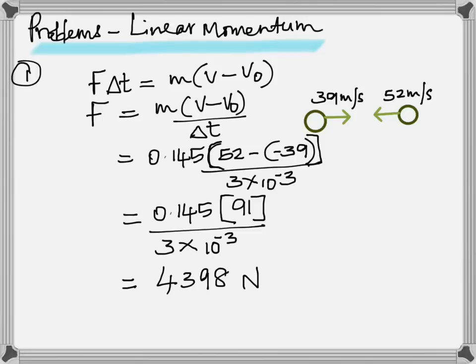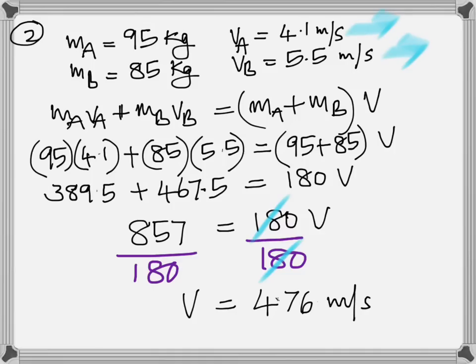So in the first case, you got 4,398 Newton, which is the force between the ball and the bat. MB, 85 kilogram. VA is 4.1 meter per second. VB, Julianne, what's VB? 5.5 meter per second.